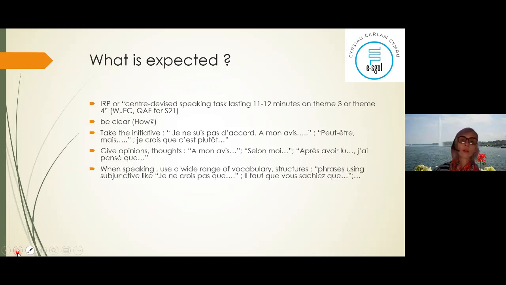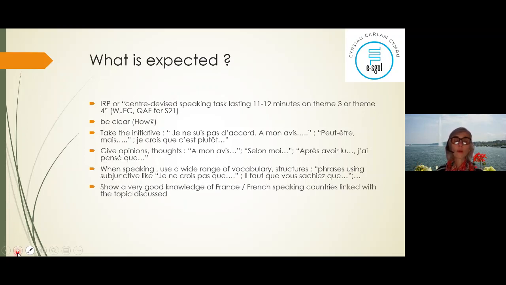Then, when speaking, use a wide range of vocabulary and structures. It's the same for every bit of this exam, more or less. You have to use all the vocab you know and all the structures you can think of. So for example, you could use the subjunctive like je ne crois pas que, or il faut que vous sachiez que. You should know that, okay? Plus the subjunctive, and those are good for your speaking.